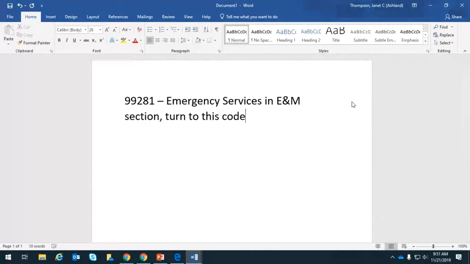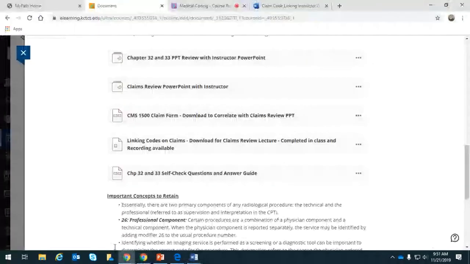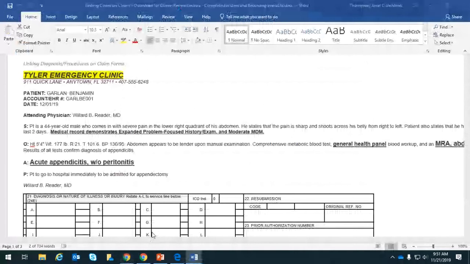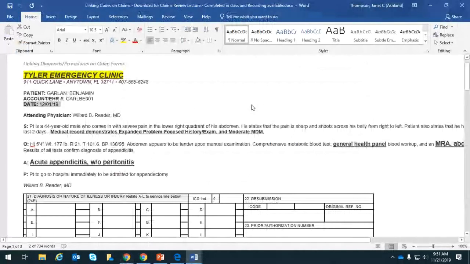So turn to code 99281. That starts at the beginning of the E&M section, a small section of codes, but these are billed quite frequently. Code 99281 is our first, lowest level of service. And we had an expanded problem focus history and exam and moderate medical decision making. So there is going to be a code. I would start at code 99285 and work my way back to see what matches that level. The reason I would do that is I would want to capture the highest level that I could. But there is a code that is going to have an expanded problem focus history, exam, and moderate medical decision making.